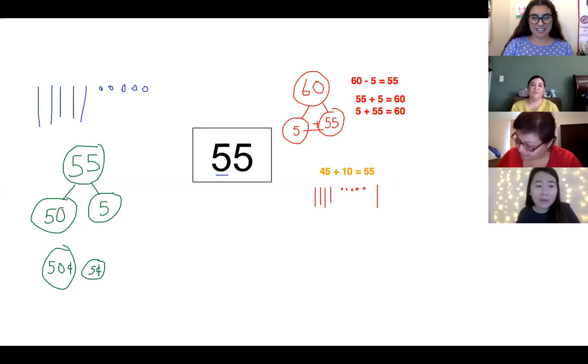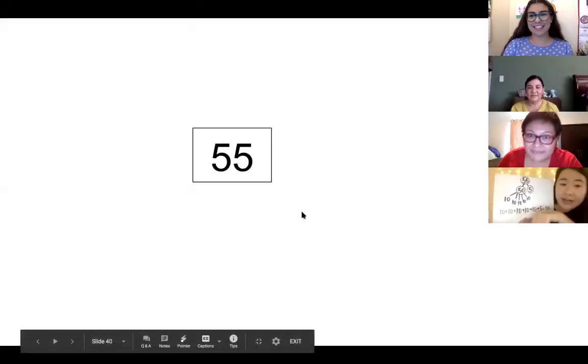Well, I connected my representation to an equation, and so I used 55 and I decomposed it to 50 and 5. And then I broke down the 50 into 5 tens.